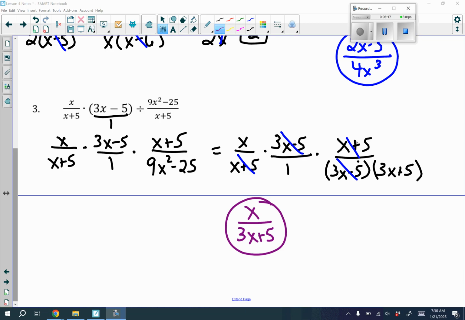So x plus 5, there's one in the numerator, one in the denominator, cancel. 3x minus 5, one in the numerator, one in the denominator, cancel. Now, what I'm left with is x in the numerator and then 3x plus 5. And remember, because there's this plus, I cannot just cancel out my x's here. If this was all just being multiplied, then I could, but otherwise, this would be my final answer.